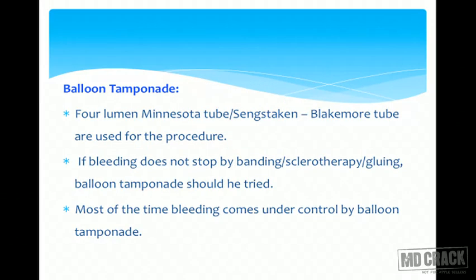Whenever endoscopic therapy fails, balloon tamponade can be tried with the Sengstaken-Blakemore tube. If bleeding does not stop by banding, sclerotherapy or gluing, balloon tamponade should be tried. Most of the time, bleeding comes under control with balloon tamponade.